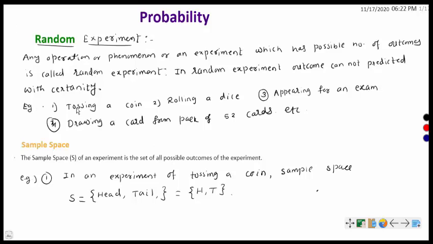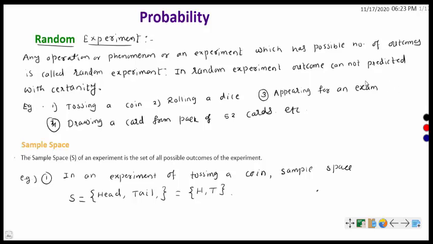What are the random experiments? Tossing a coin. Then we have outcomes head or tail, H or T. Second one, rolling a dice. A dice has 6 faces numbered from 1 to 6. When we roll a dice, we have outcomes 1, 2, 3, 4, 5, 6. We will get 1 number on the uppermost face of the die. So these are the 6 outcomes.